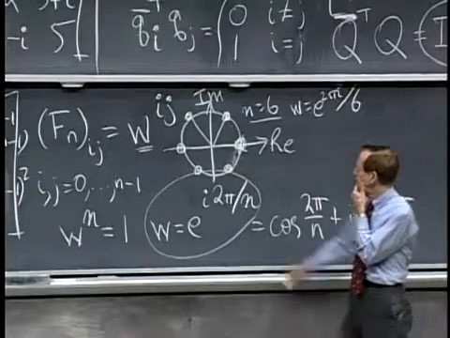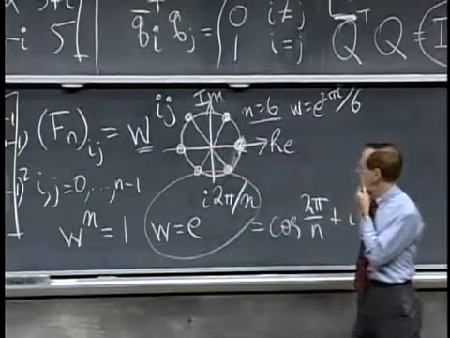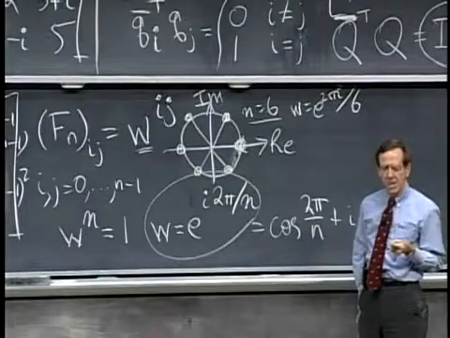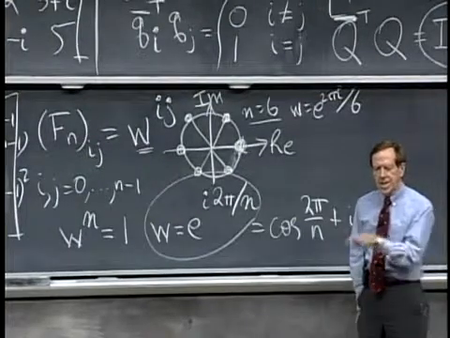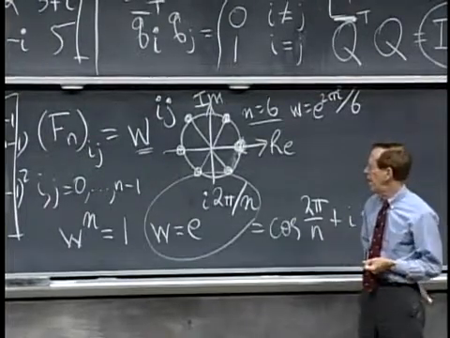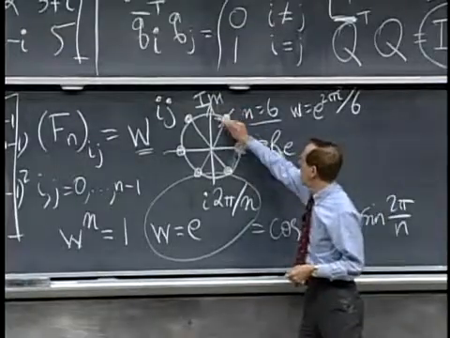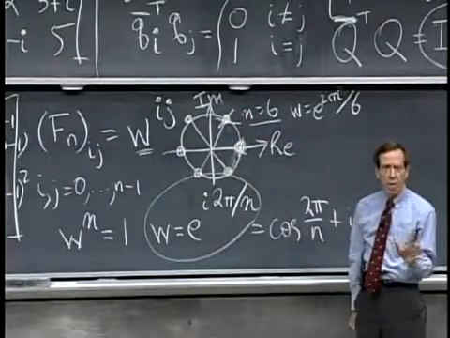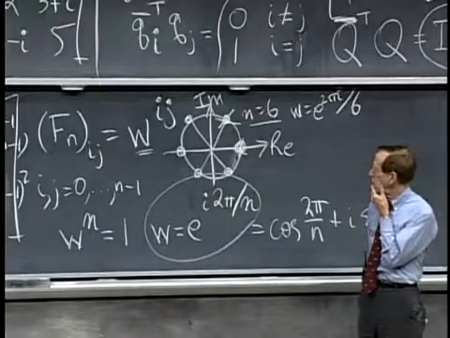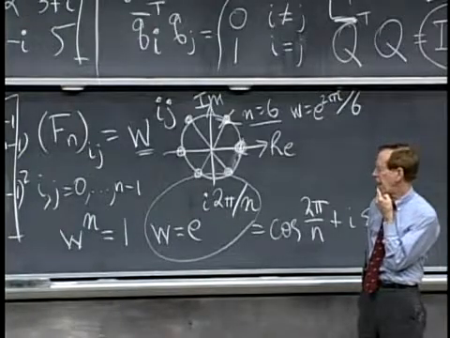So those are the 6, can I say this on TV? The 6th roots of 1, and it's this one, that primitive one we say, the first one, which is w. Okay.